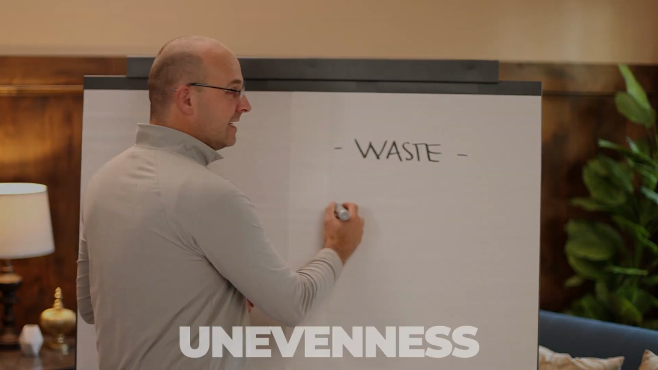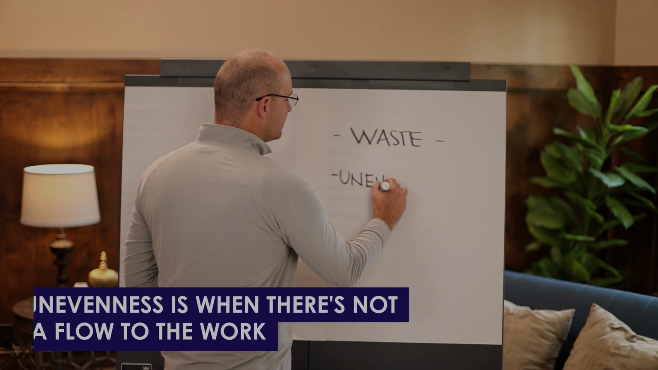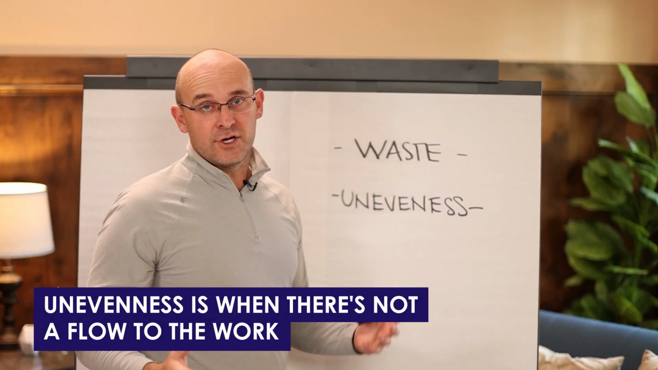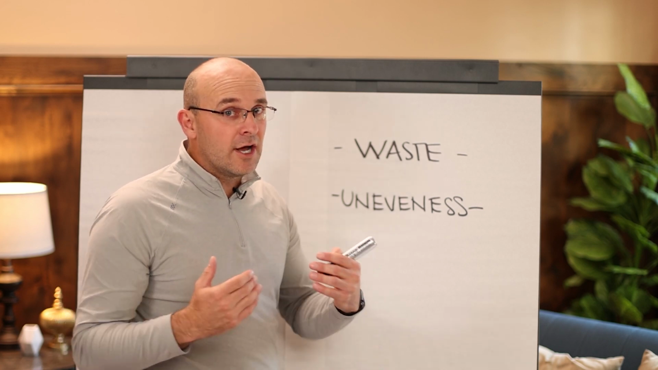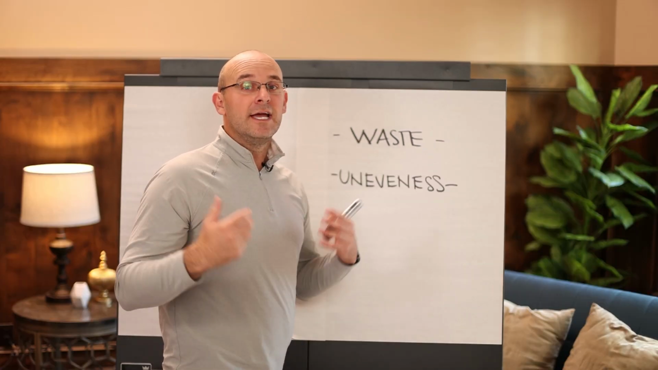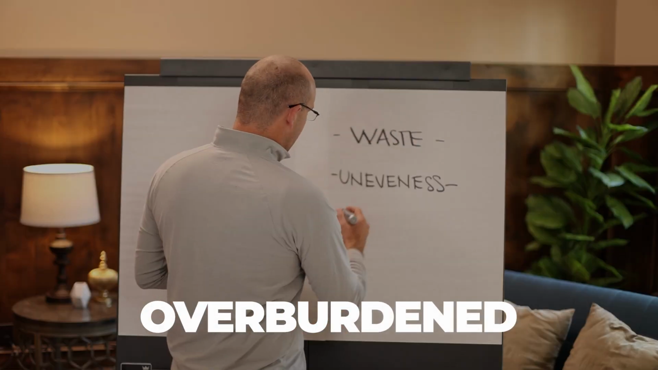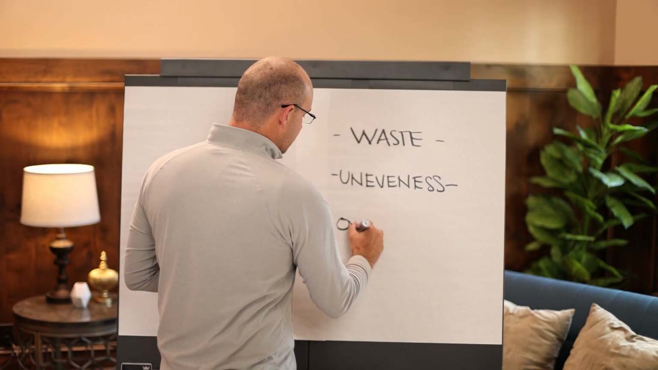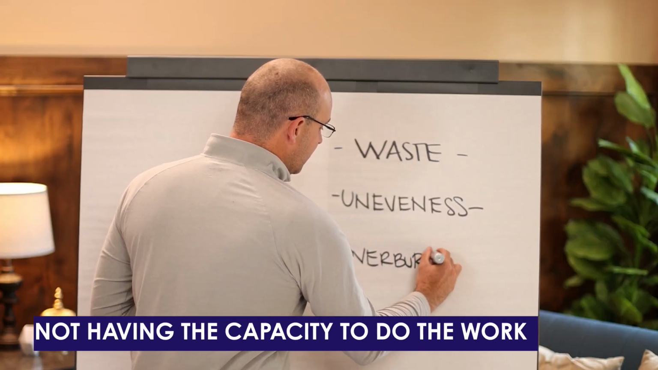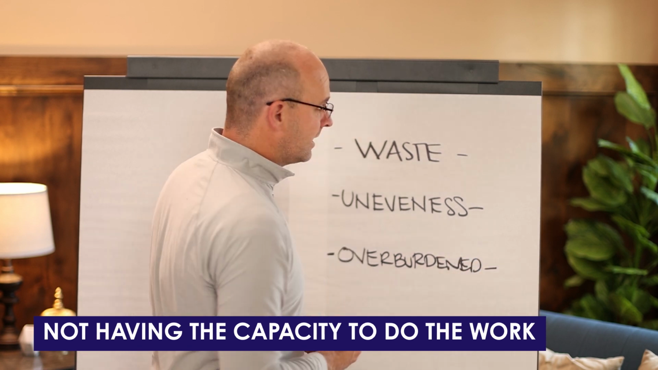The other one is unevenness. Unevenness is when there's not a flow to the work. It's when there's starts and stops to the work and not a natural progression from area to area to area in one process flow. And the third one is overburdened. What that means is that your trades are overburdened and they do not have the capacity to do the work that we're asking them to do.